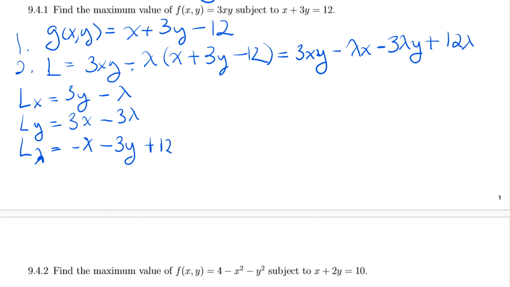A good way to check yourself when you're looking at this is the lambda derivative should always just be the opposite of your constraint g, and that's a good check that you've done this correctly. Occasionally it will pick up other variable stuff as well, but that has to at least be there. Okay, so what we should do next is solve this system.